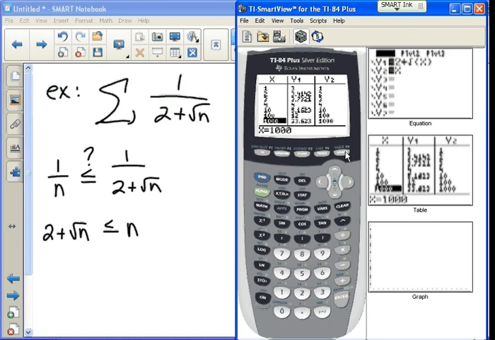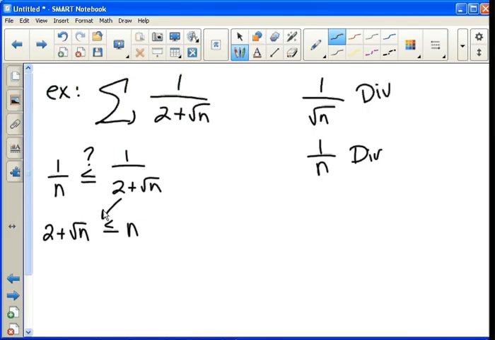So clearly n is going to move faster toward infinity than the square root of n, even if we add 2. So we're going to say this is true, and since this is true, that proves that they both diverge. So I just want to make this clear. What you're doing is you're finding something you can compare it to that you already know whether it converges or diverges. You set up an inequality, and if the inequality holds true, it proves the two of them do the same thing. If the inequality doesn't prove true, then you need to try something different to compare it to.